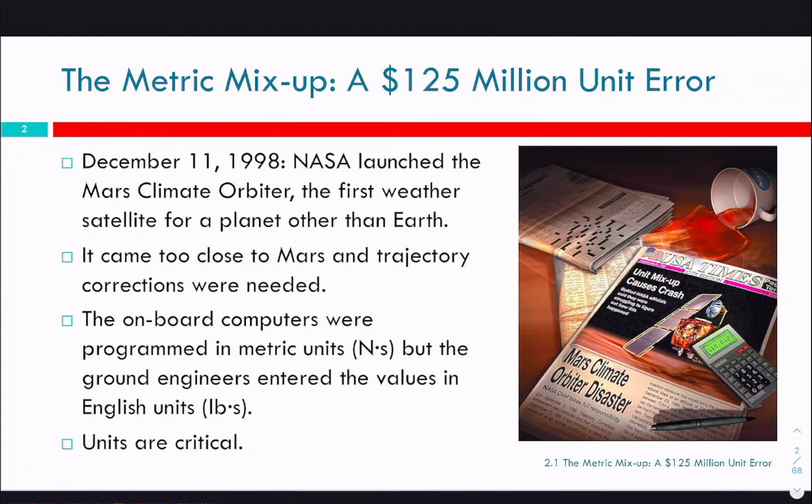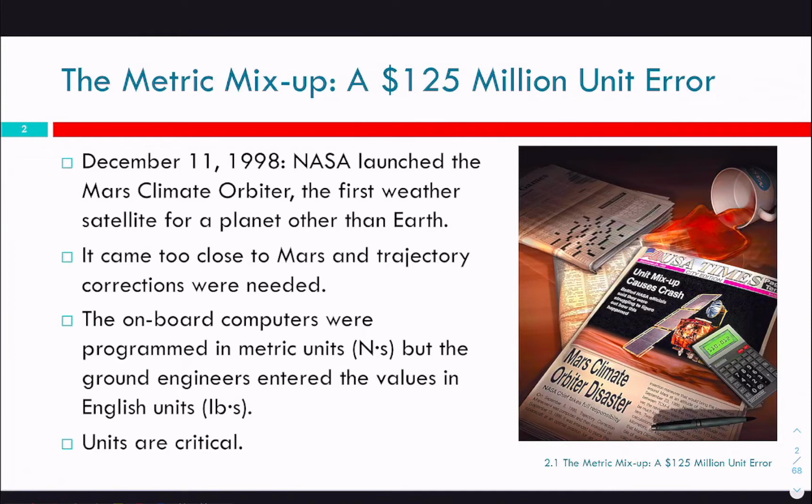and this actually happened on December 11, 1998, NASA launched the Mars Climate Orbiter, which was going to be the first weather satellite around another planet in our solar system. Well, another planet other than Earth, period. But it came too close to Mars. So they did all their calculations as best they could. They launched that thing out. They ran their maneuvers. Looked like it was going to be too close to Mars. So they had to do a course correction.